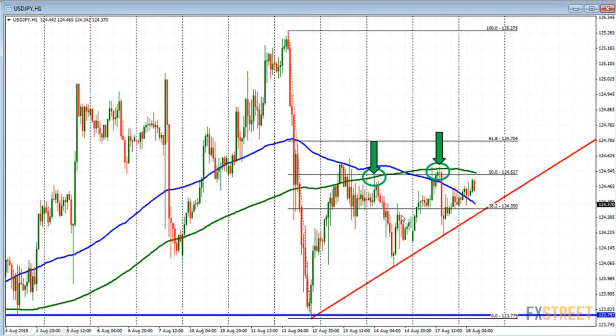Here's another one, another one right here. Again, we had the 200-hour moving average there, and we also have the 50% retracement level at that area right there, big cluster area. It was sitting on a nice edge right here, and the market chose the downside as opposed to the upside right here.